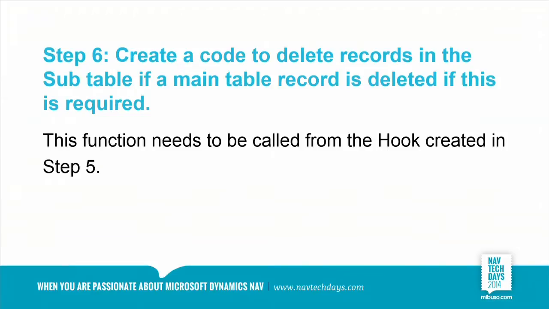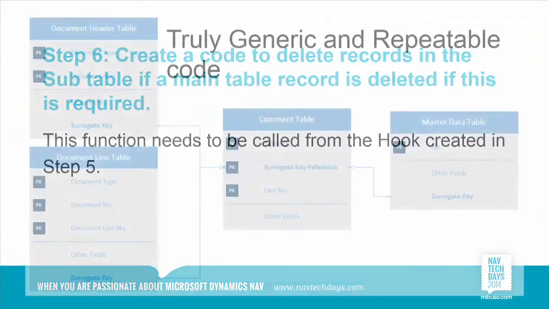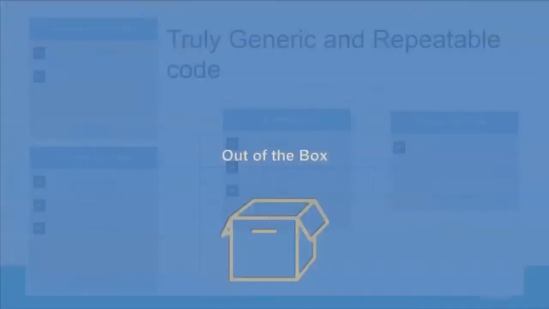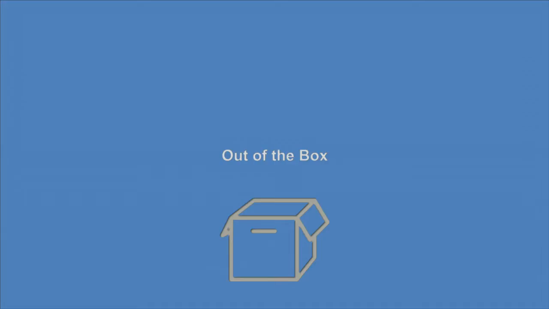This is low impact. It reduces your testing. It reduces the amount of work that you're doing to actually implement new functionality. So here's the complete, truly generic and repeatable code slide. And that's out of the box, a new way of thinking, a new way of coding. And back to Mark. Thank you.